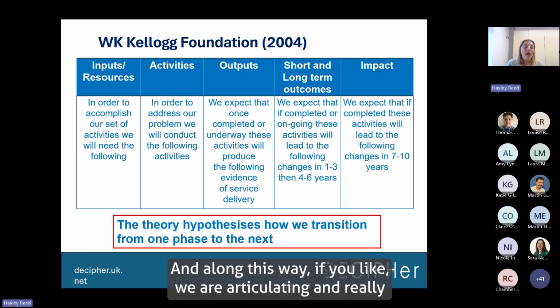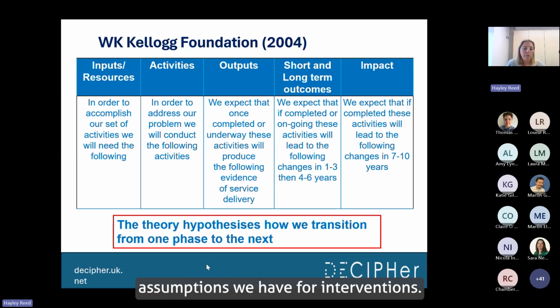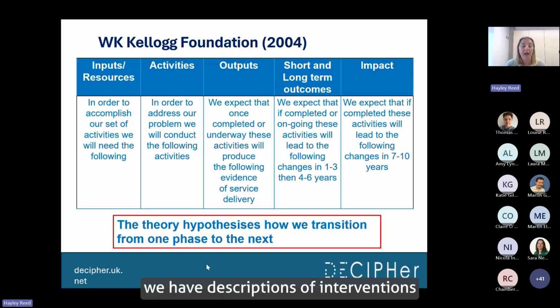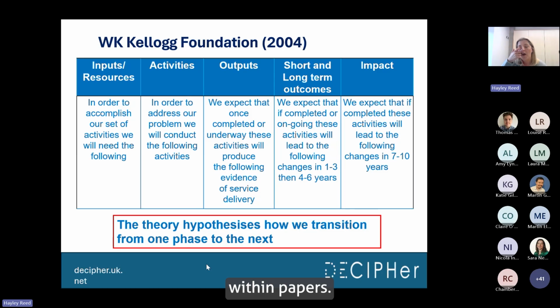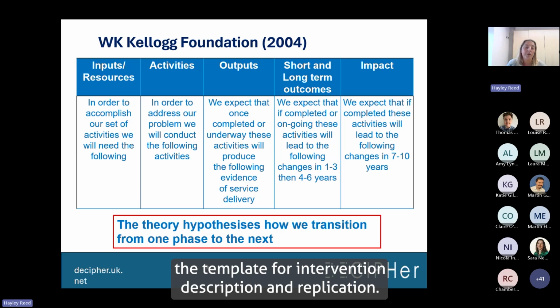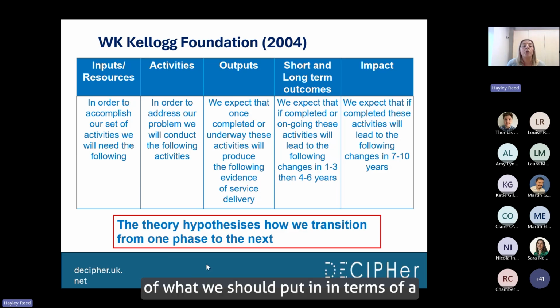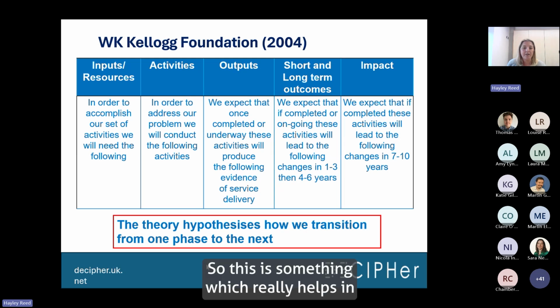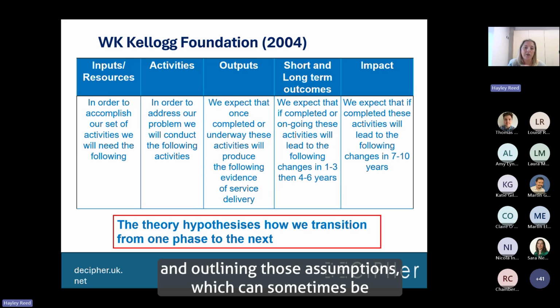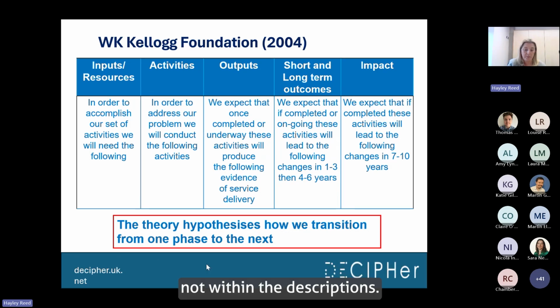And along this way, we are articulating and outlining some of the assumptions we have for interventions. Now, we all would have read papers where we have descriptions of interventions. I suppose there is also the TIDieR framework, the template for intervention description and replication, which gives us an idea of what we should put in a description of an intervention. But actually, logic models also show us the processes from one to the next. So this is something which really helps in outlining those assumptions, which can sometimes be not within the descriptions.